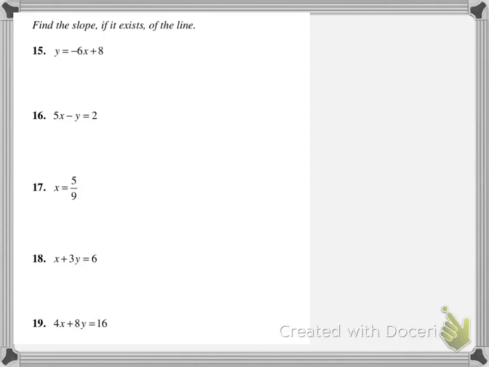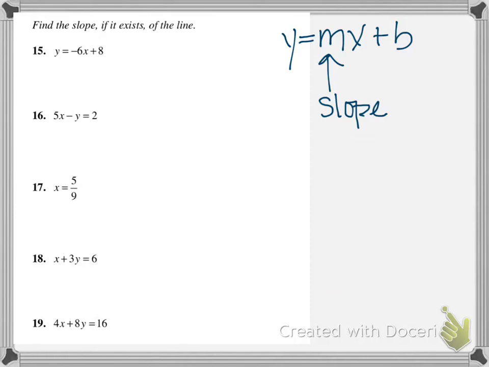Now, another way to identify slope is directly from the equation. You don't have to necessarily find 2 points from the line, although you can, and use the formula. We have a general form of a line, which is y equals mx plus b. And if it's in this form, the slope is always going to be in front of your x term, as long as the equation is in this form. So when we look at number 15, it's set up perfectly. There is no work involved, and our slope, so m equals -6.